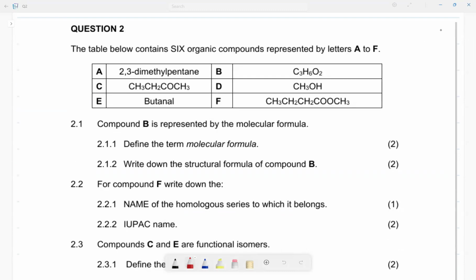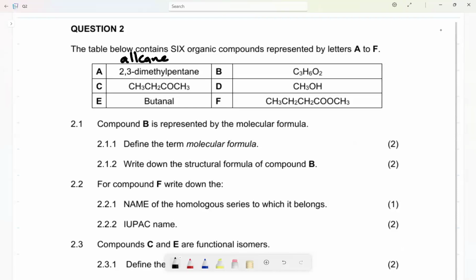Let us look at the type of question under nomenclature again, okay? So now we have the table here. The table now contains 6 organic compounds represented by letters A to F, right? 2,3-dimethylpentane. This is a what? Dimethylpentane. This is an alkane.